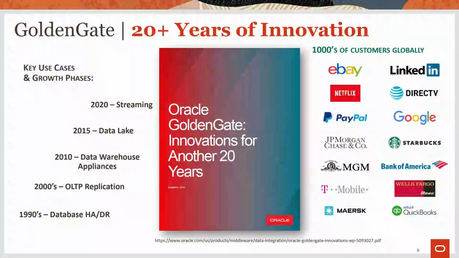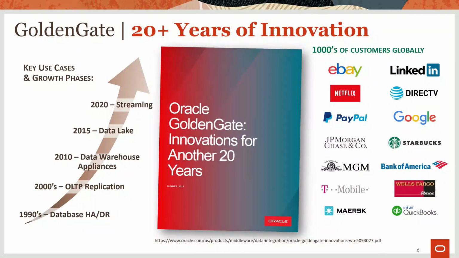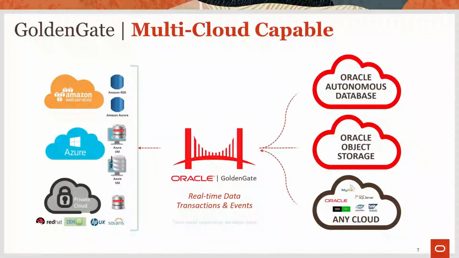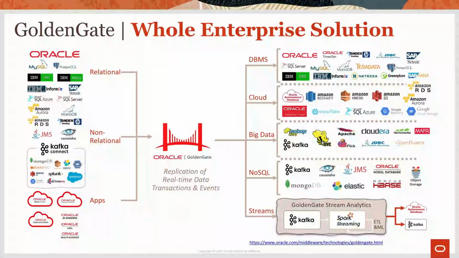The industry-leading data replication software for more than 20 years, GoldenGate is still innovating today and helping thousands of leading brands get the most business value out of their data. As a multi-cloud capable replication engine, GoldenGate helps customers maintain seamless integration across their public clouds. But what makes GoldenGate really special is the breadth and attention to enterprise-class solutions for databases, cloud, big data, NoSQL, and streaming technologies of all kinds, not just Oracle.